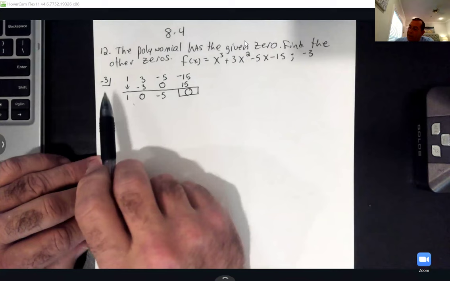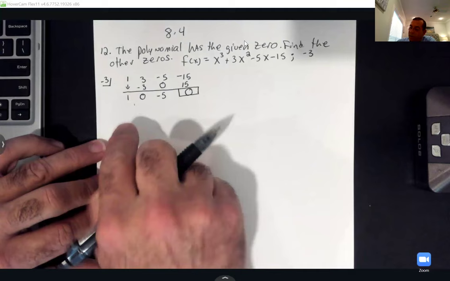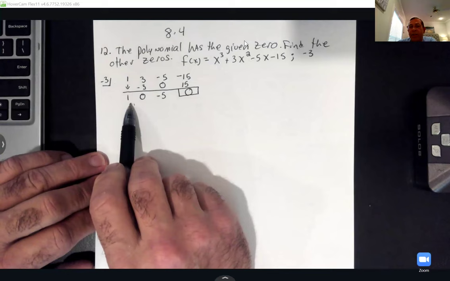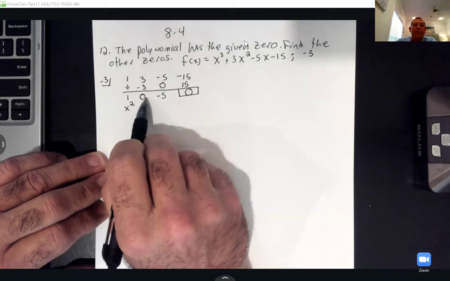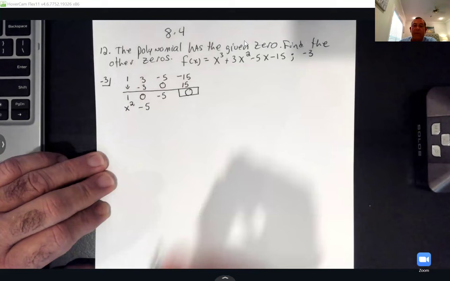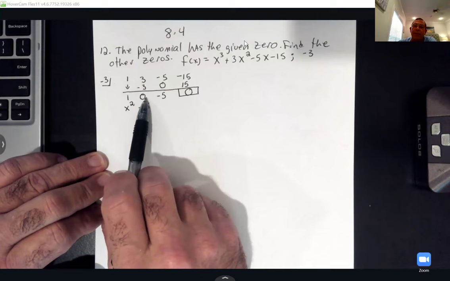So, since they gave me this first zero, I got to find the other two. These are the coefficients of the new polynomial, remember, and it starts 1 degree less than the original. So this is like 1x squared plus 0x minus 5. Okay, so there's the new polynomial. I don't have to write the x since it had a zero in front of it, okay?